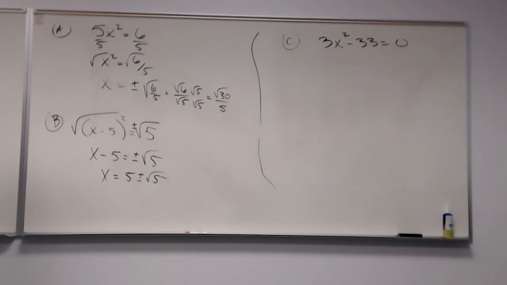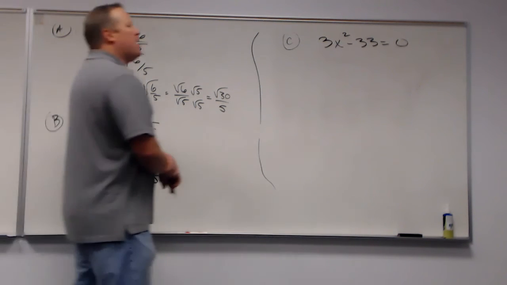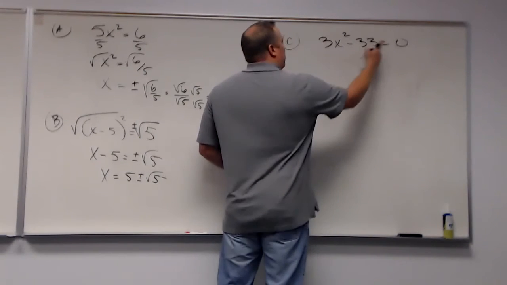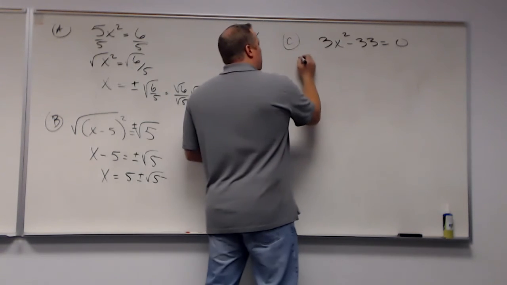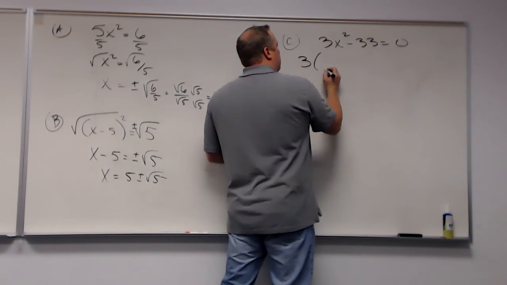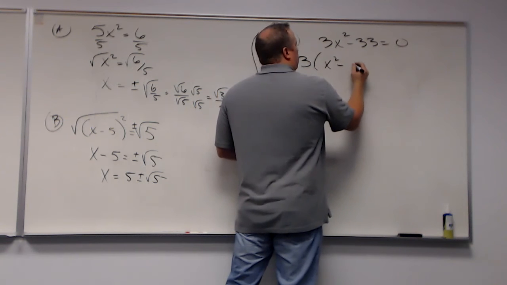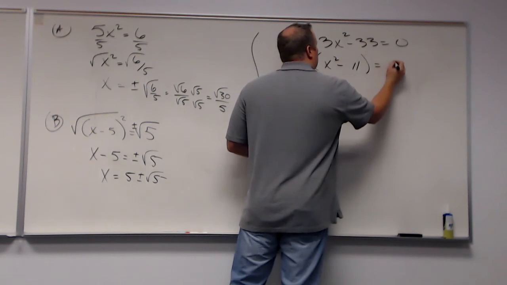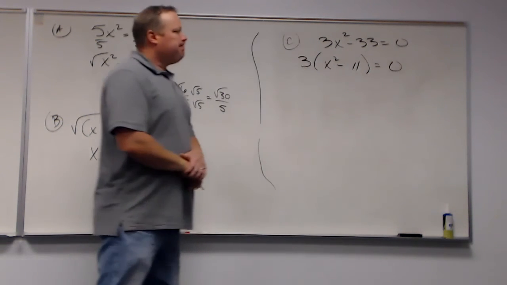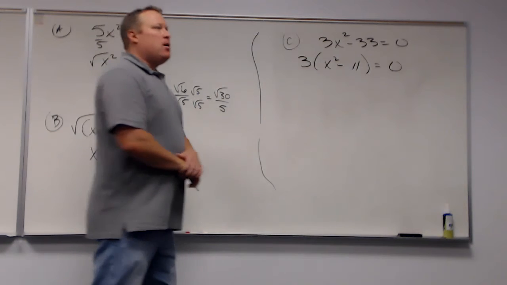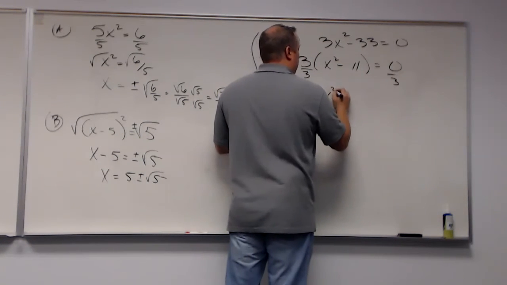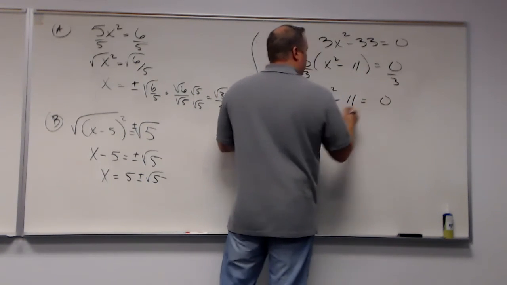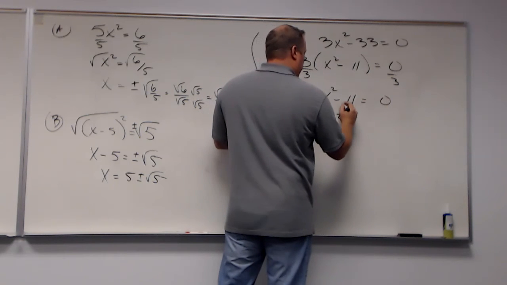Okay, now that you're back, it's equal to 0. We can use the zero product rule. So if you take out a common term, you get this. Divide both sides by 3. What's 0 divided by 3? 0. X squared, bring the 11 over.